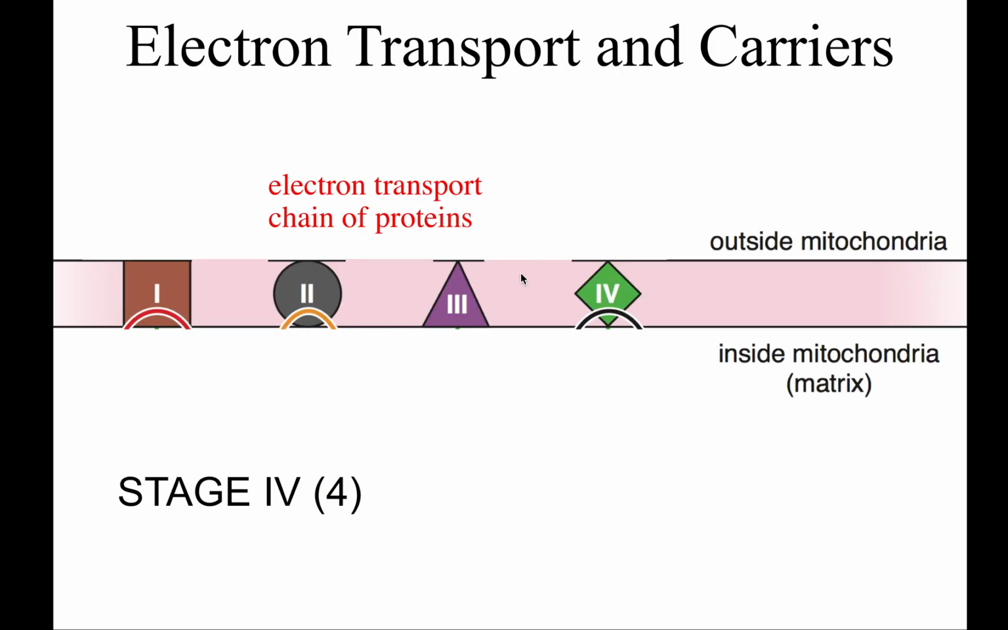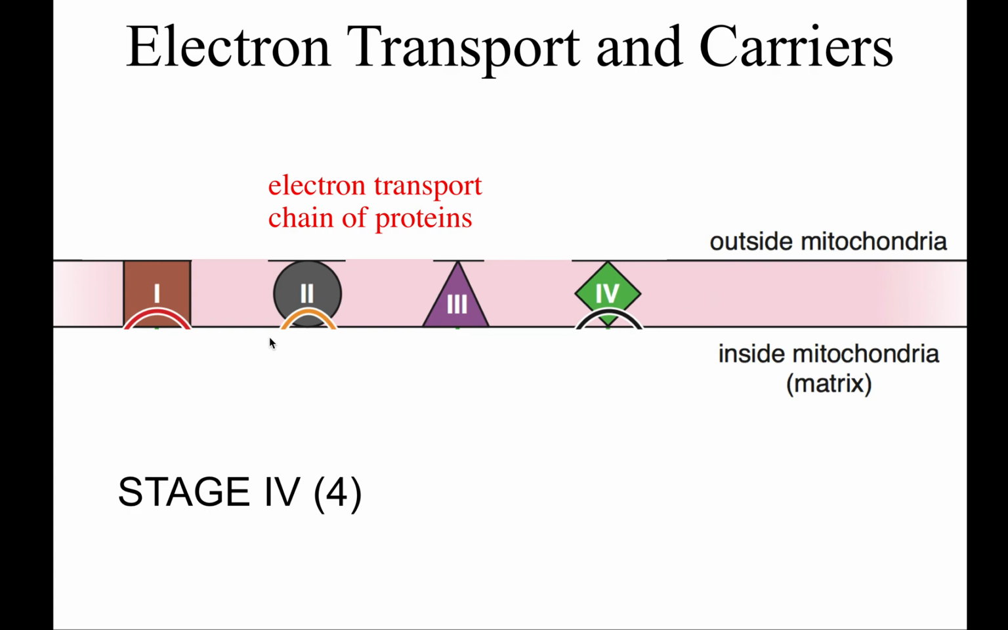On the inner mitochondrial membrane, it says outside mitochondrion, inside mitochondrion. This is just the matrix on this side. This is the inner mitochondrial membrane, and then out here is the outer mitochondrial membrane. So I don't like that your book says outside the mitochondria. It's not outside the mitochondria. It's just outside the inner membrane. So this is the intermembrane space, and this is the inner mitochondrial membrane here in pink.